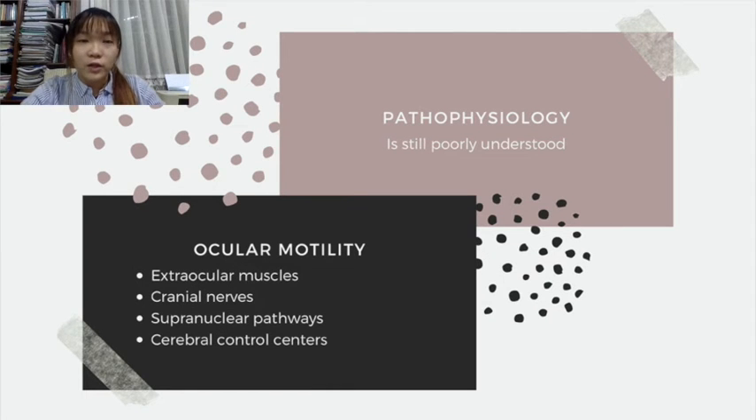The pathophysiology of strabismus is still poorly understood. Ocular motility physiologically depends on neuromuscular control, which involves extraocular muscles, the cranial nerves, supranuclear pathways, and cerebral control centers. Any dysfunction related to those factors may have an effect on the development of strabismus.